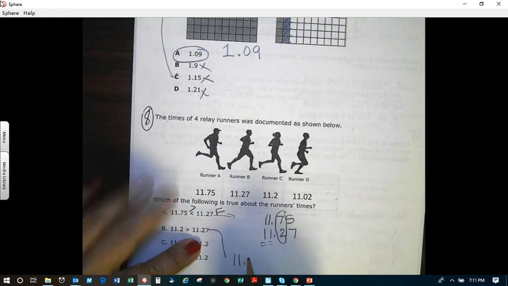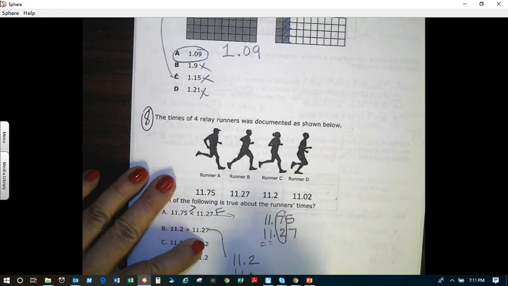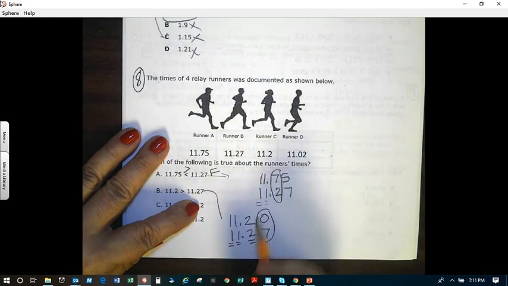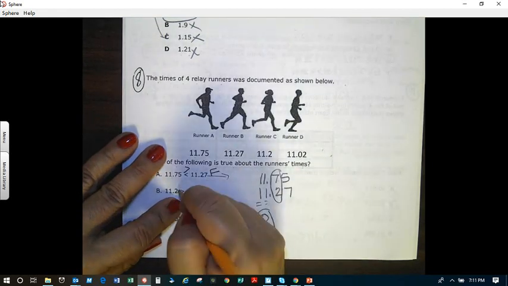11 and 2 tenths and 11 and 27 hundredths. 0 is my hero. This is equal, equal, equal, and I have to go to my hundredths for my inequalities to determine. And so that's 0. I'm going to put my 0 right there. That's not a true statement because 7 is greater than 0, so it should go the opposite direction. So that's a false statement.